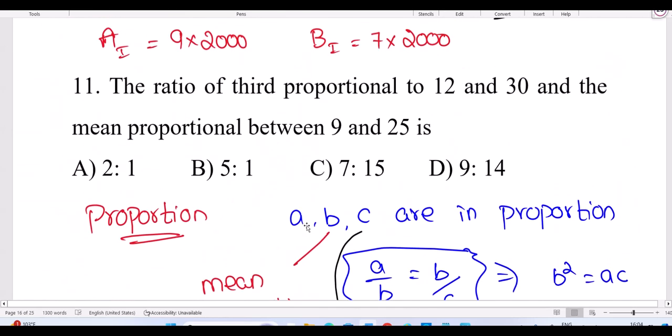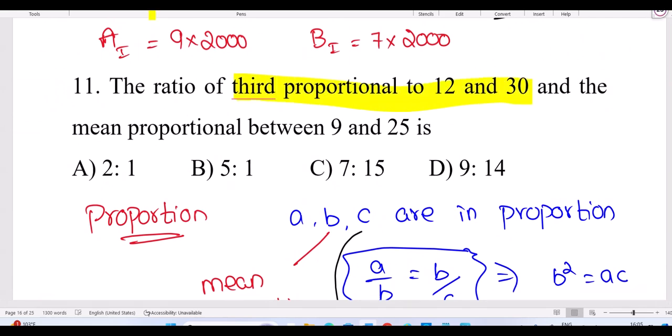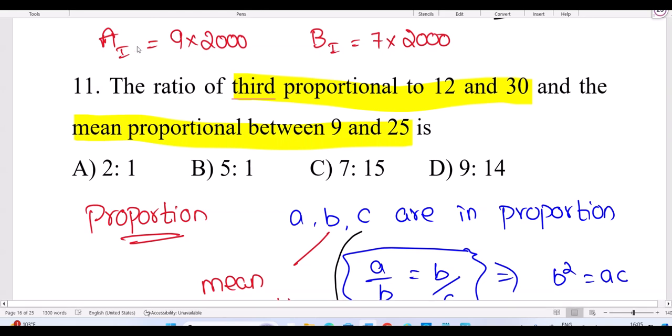What's the question here? Ratio of third proportion to mean proportion. There are three questions actually here. First, you need to calculate the third proportion for 12 and 30, meaning A and B are given, you have to calculate C. Next one, mean proportion for 9 and 25. That's a separate question, meaning A and C are given, you have to calculate B there. Those values' ratio you want.